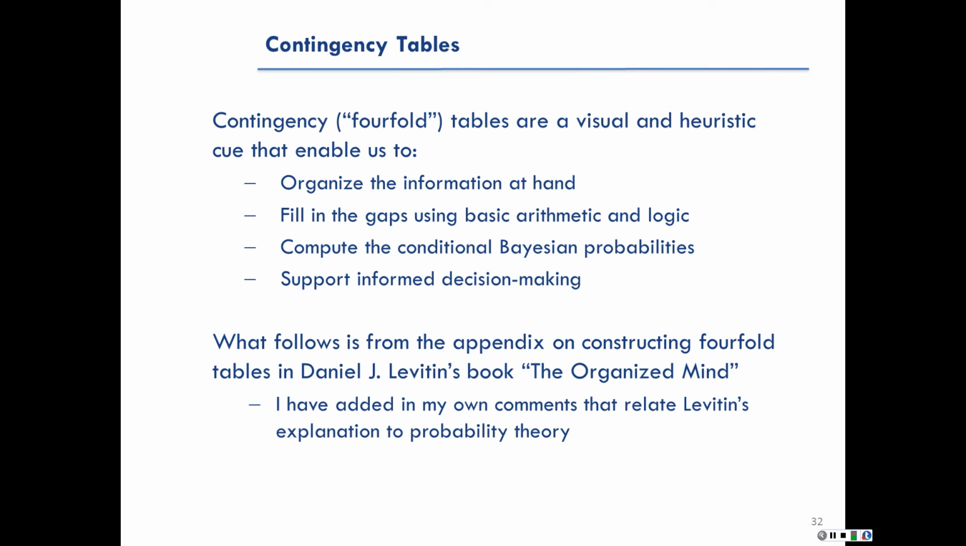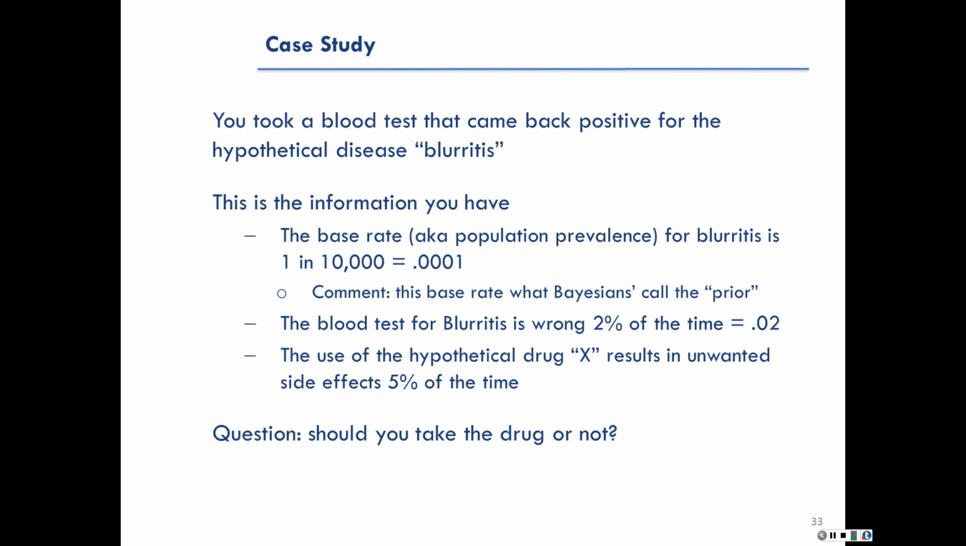So what follows is from the appendix that you read on constructing fourfold tables in Daniel Levitin's book, The Organized Mind, a wonderful book. I've also added in some of my own comments that relate Levitin's explanation to probability theory. So let's start with this case study we saw in the appendix. You took a blood test that came back positive for the hypothetical disease bleuritis.